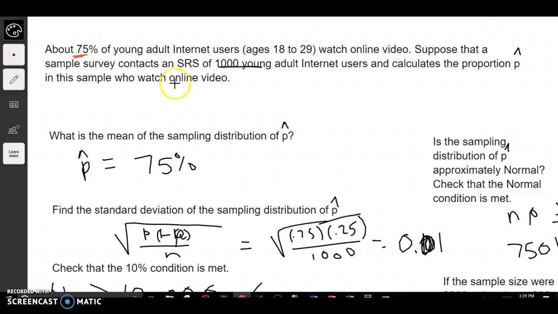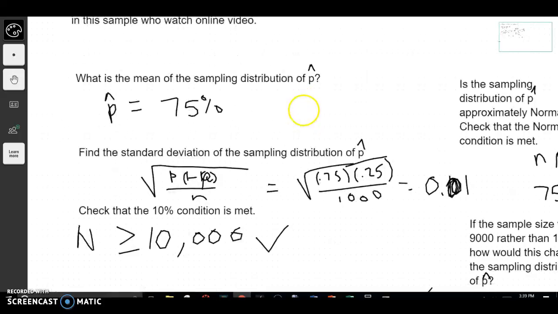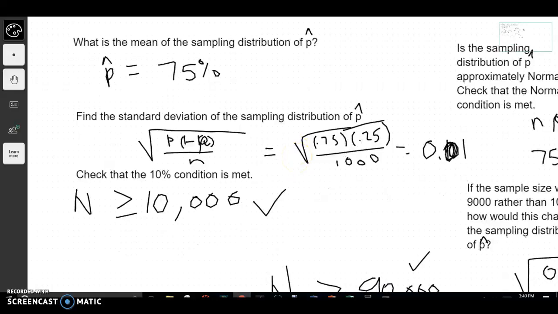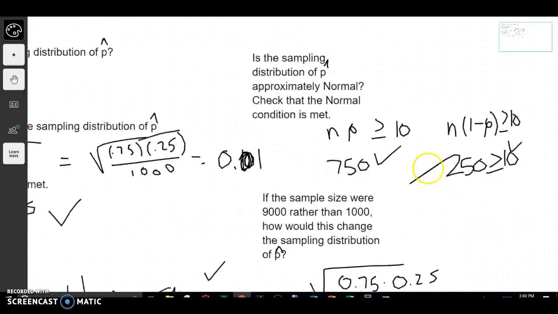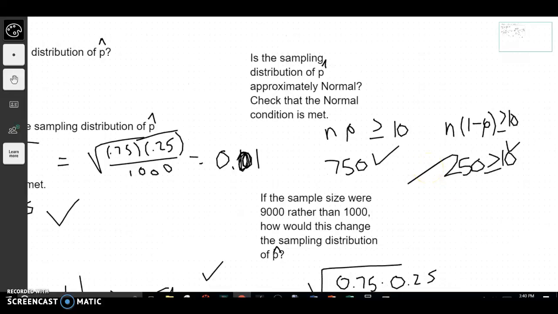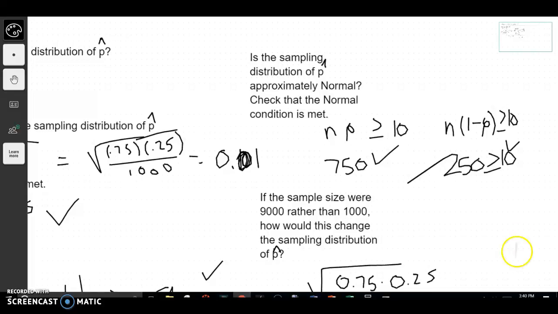Try the different problems today. They all pretty much follow this same archetype. Again, your p hat should be the same as your p. Your standard deviation is calculated by that formula. For the condition, you want to make sure your actual population is more than 10 times the sample, or without replacement, then you run into some issues. You want to make sure that normality is checked, so take n times p and see if that's bigger than 10, and n times 1 minus p and see if that's greater than 10.